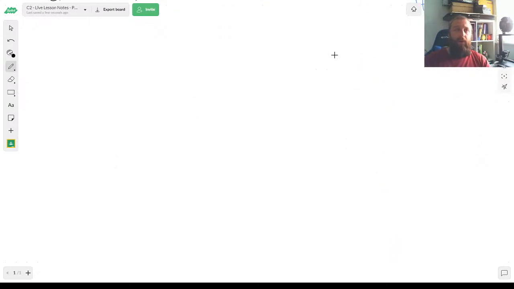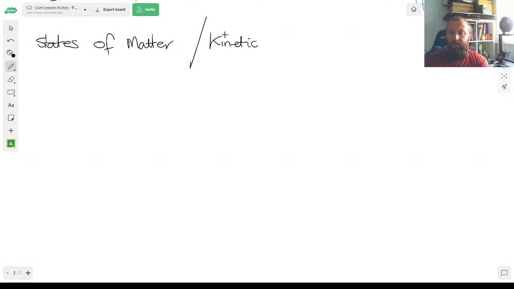So while I wait and see if any comments come up, we're going to have a look at states of matter. So this bit should be revision. However, what I'm going to link it to is kinetic theory, because it's really important that we've got our heads around what kinetic theory is, because it comes up in chemistry and physics, and we've got to make sure that we properly understand it. It actually comes up a bit in biology as well.